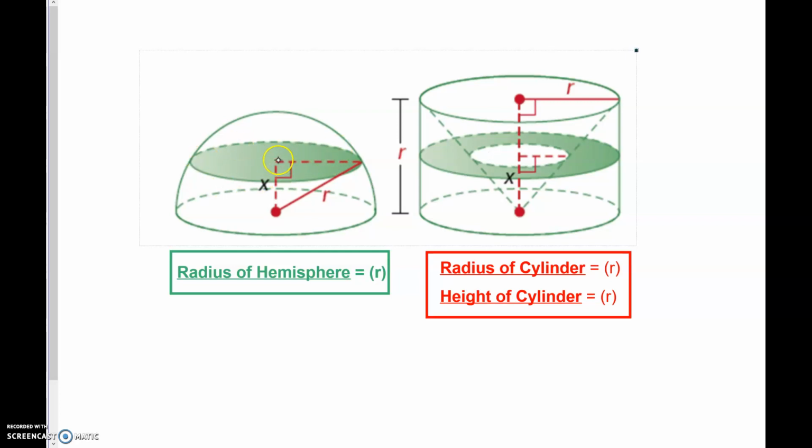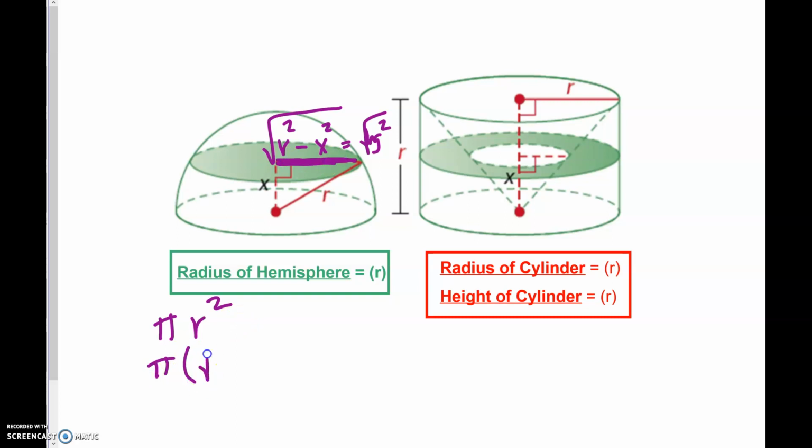So in order to find this, we need to find the length of that piece right here, because we need to take pi r squared in order to get what that area is, because we're going to compare every area here. So we need the length of this piece right here. Well, using the Pythagorean theorem, we're going to take the hypotenuse squared minus a leg squared gives you the other leg squared. But if I don't want the leg squared, I just want the leg, I'm going to square root each side. So this purple piece right here is going to be the square root of r squared minus x squared, and then we have to square that.